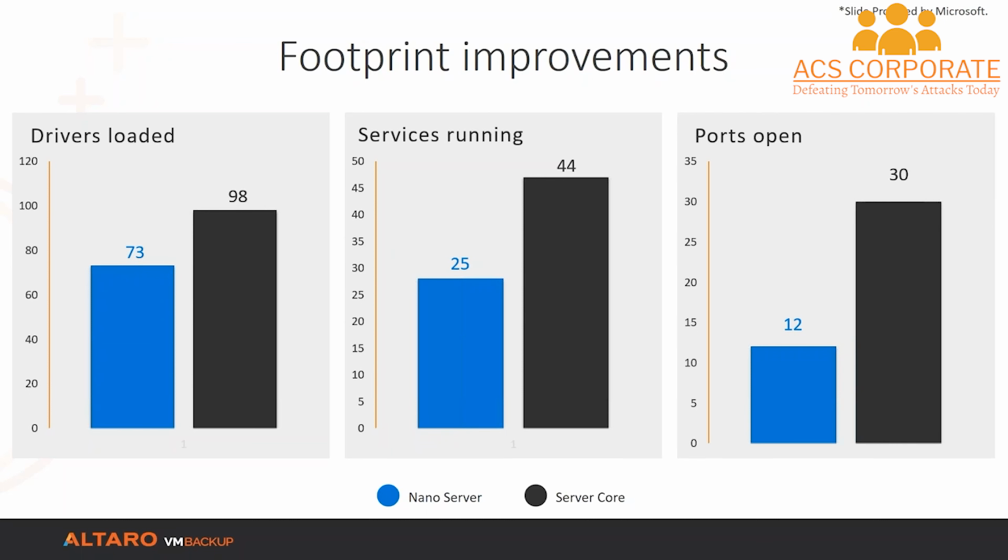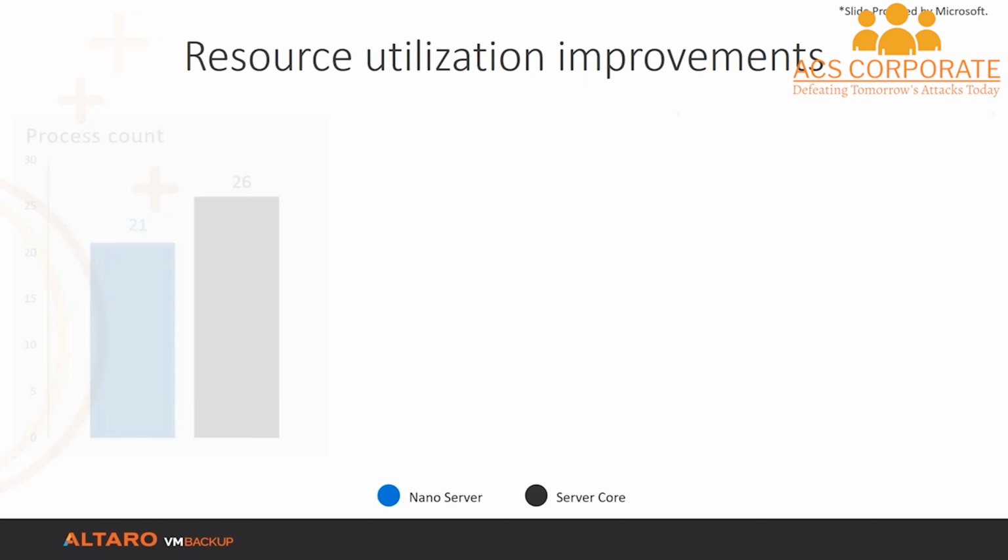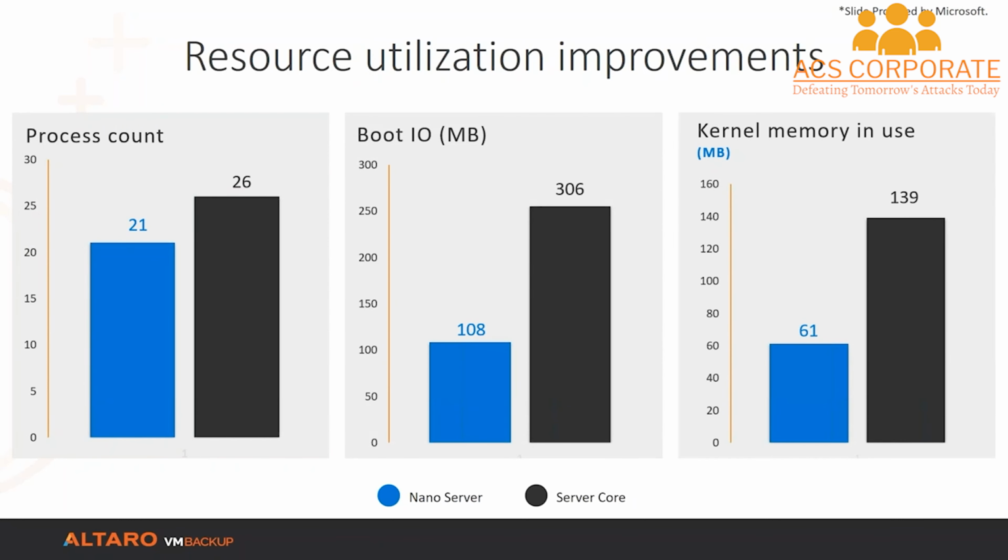There's less running by default, fewer ports open, fewer ways for the attackers to try to get into your systems. Now, as far as resource utilization goes, process count 21 compared to 26, boot I/O is 108 to 306, and kernel memory is 61 megs compared to 139 megabytes. So, even when you do have to reboot because you've installed something new or there's been a patch, it's much smaller and it's going to load much faster and get you back into production more quickly. And this all helps on the container side of things, where a Nano Server container is much faster than a server core container.